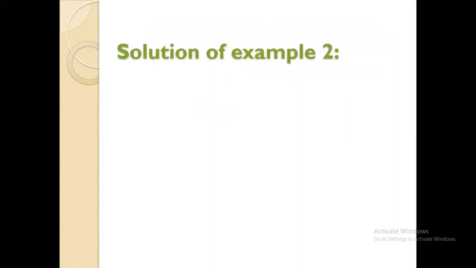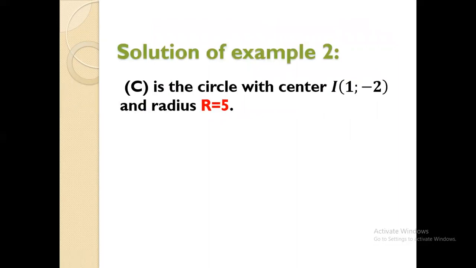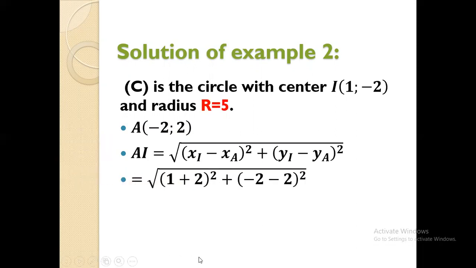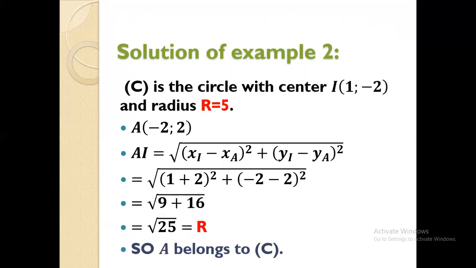The solution of example 2: C is the circle with center I (1, -2) and radius R, and A has coordinates (-2, 2). So we calculate the distance from A to the center of the circle, AI, using the distance formula. It's radical of (1 plus 2) all squared plus (-2 minus 2) all squared, which is radical 9 plus 16, which is radical 25, which is 5, which is equal to the radius. Consequently, A belongs to C.